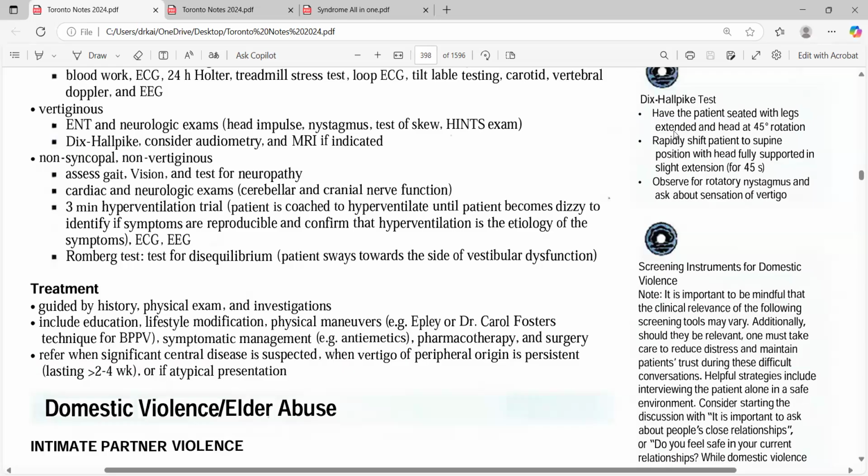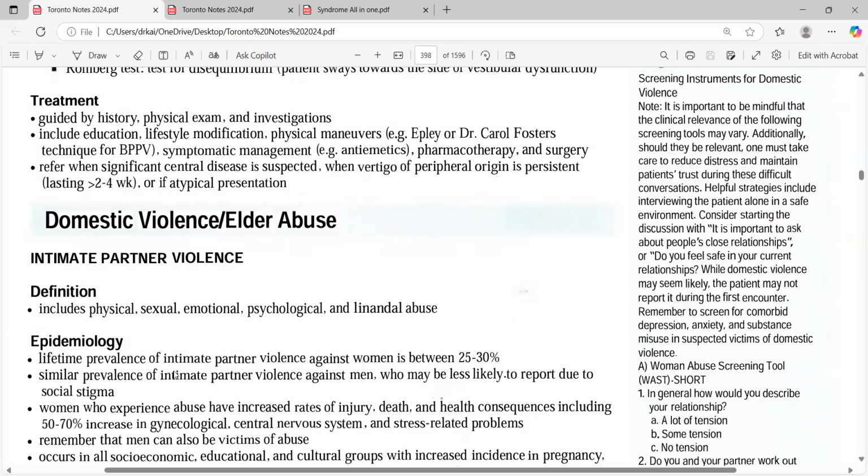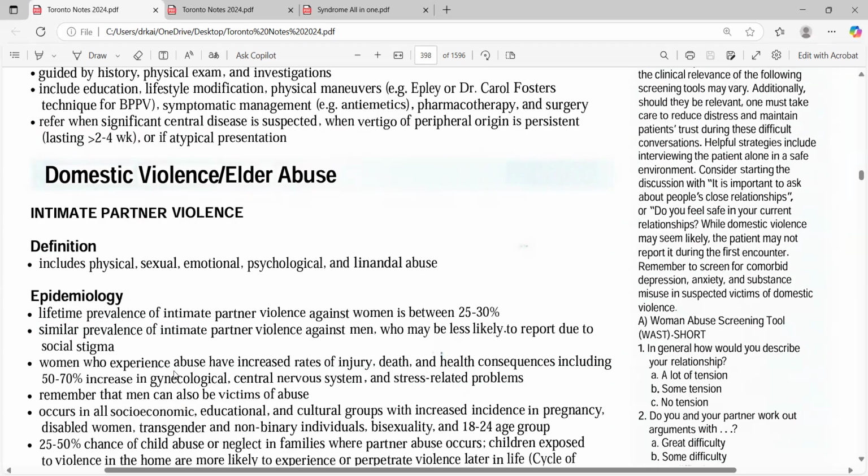Then the Dix-Hallpike maneuver, please give it a read, how and what that is. Then the treatment depends on the cause, and you have to give the treatment accordingly. Then comes domestic violence, one of the most important topics.